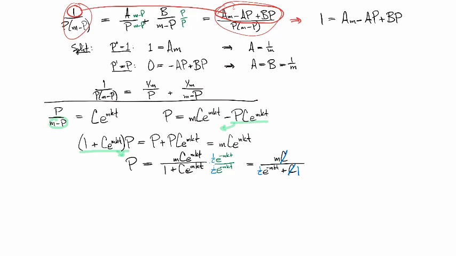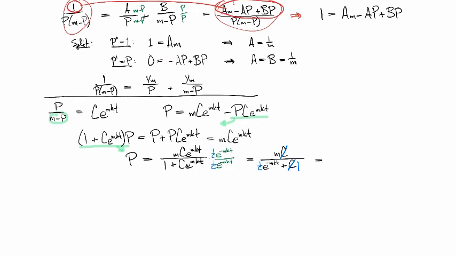And so rewriting this, I have 1 plus c e to the minus mkt with an m on top. And again, in this last step here, I've switched 1 over c for my constant c just to tidy things up. And so there's my final answer.